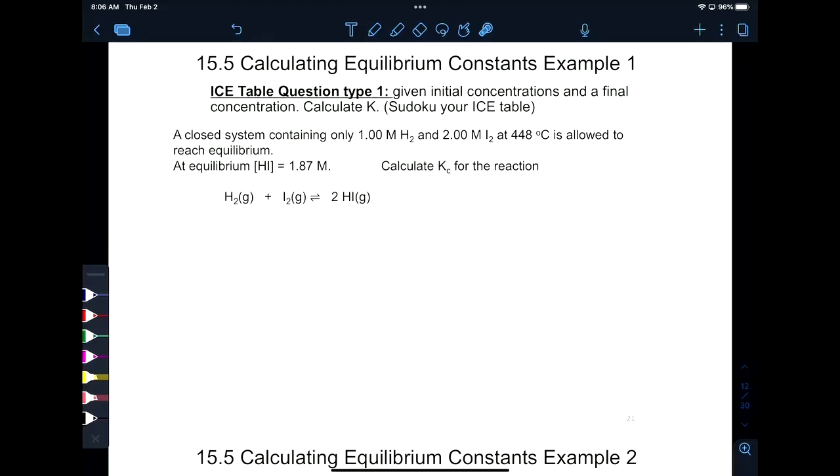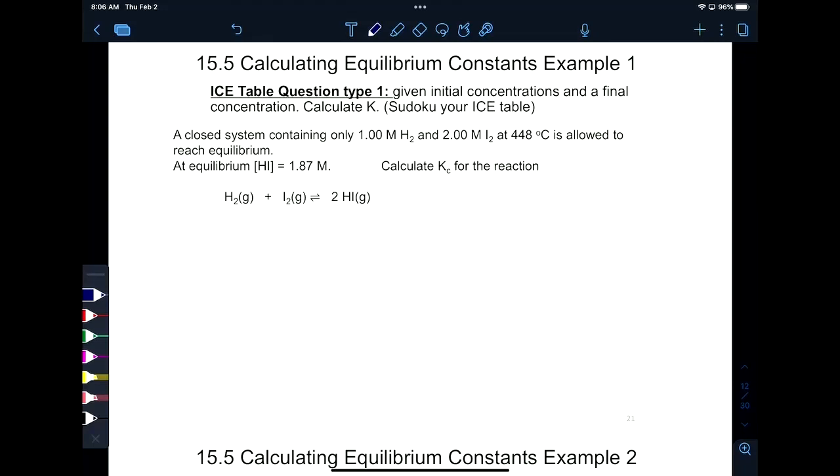So we got a bunch of examples that we're going to work through. So we have a closed system containing only hydrogen and iodine gases at this temperature, and it reaches equilibrium. All right, and then at equilibrium, we measure that the concentration of HI, that gas, is 1.87 molarity. Calculate Kc for this reaction. Because everything's given in molarities, great, we don't have to do any conversions. We can just plug in molarities straight into our ice table.